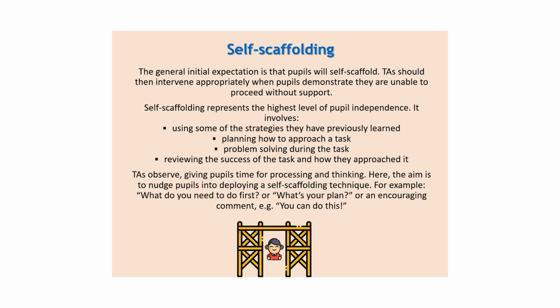Self-scaffolding. The general initial expectation is that pupils will self-scaffold. TAs should then intervene appropriately when pupils demonstrate they are unable to proceed without support. Self-scaffolding represents the highest level of pupil independence. It involves using some of the strategies they've previously learned, planning how to approach a task, problem solving during the task, and reviewing the success of the task and how they approached it.